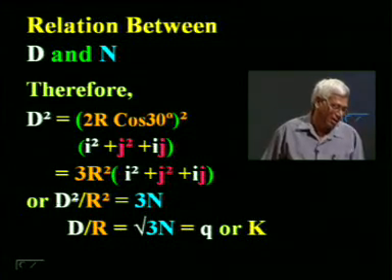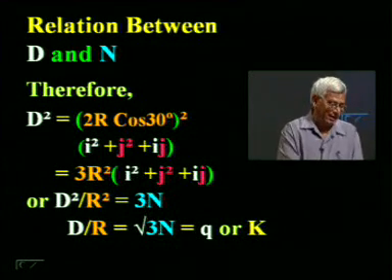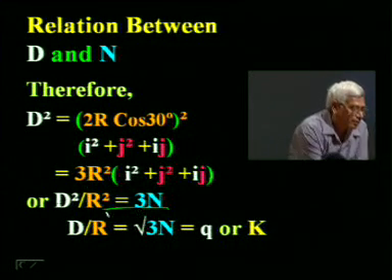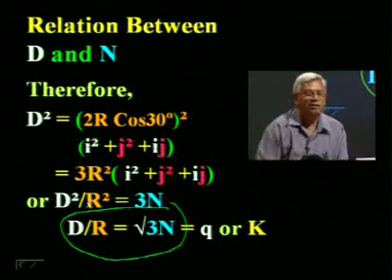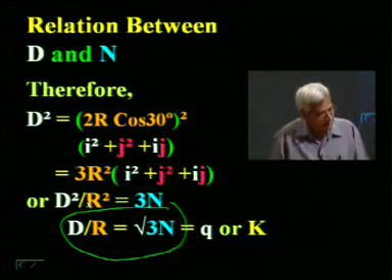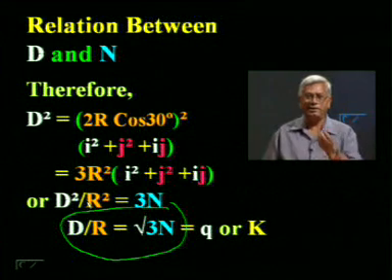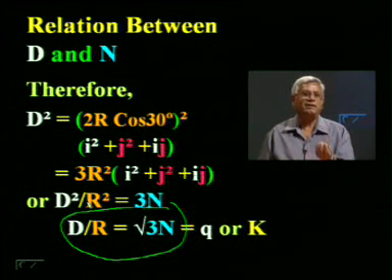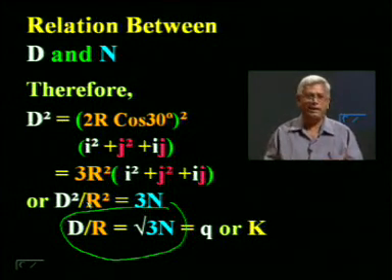So, what is the relation between D and N? We put the formula here, and the relation between D and N comes out to be D by R is equal to root 3 n. In some books, it is written as Q, but some authors write it as K. The Q and the K are the same thing, do not confuse. So, this is called the reuse factor. Let us see, find out the reuse factor.